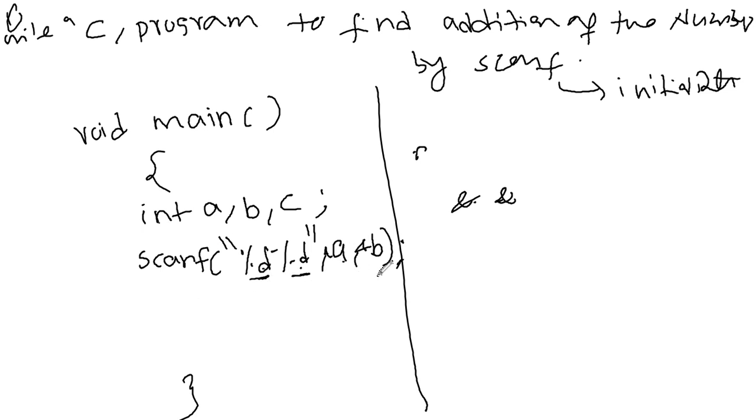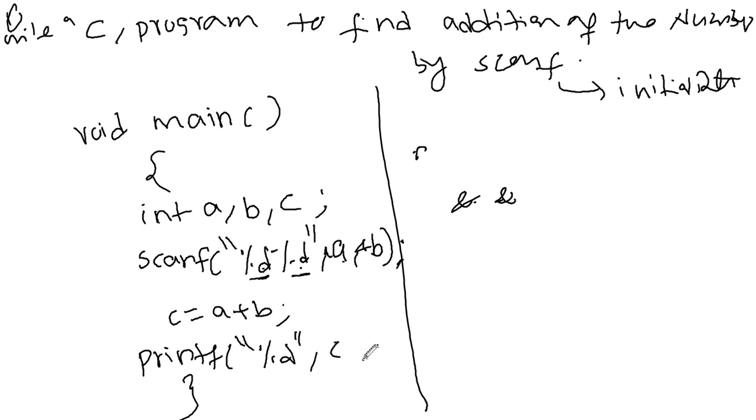Then you have taken the a and b values, you want to perform a plus b and store it in c. Now you want to display the c value. Printf, what type of value? Again an integer value. So percentage d comma c. That's it. This is how we can do the programming in C.